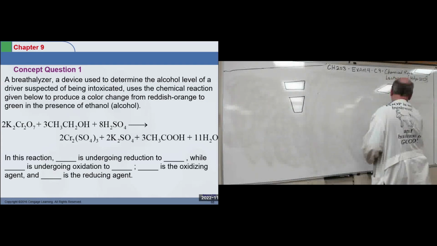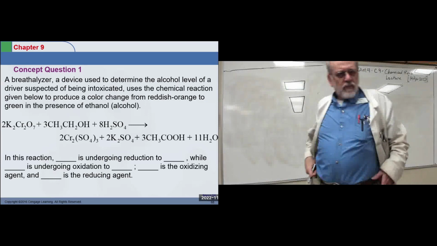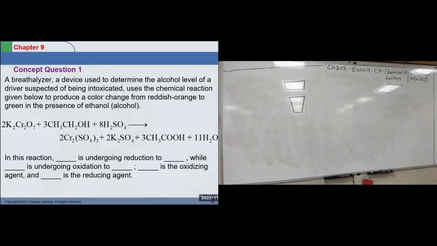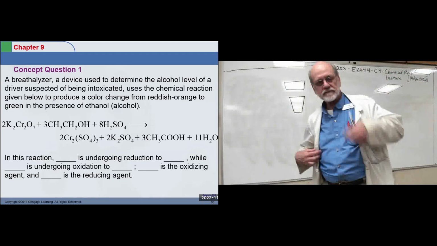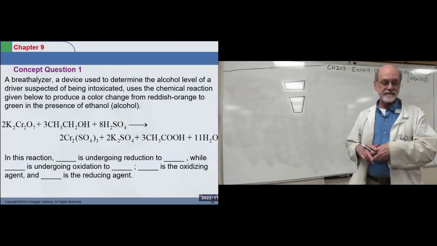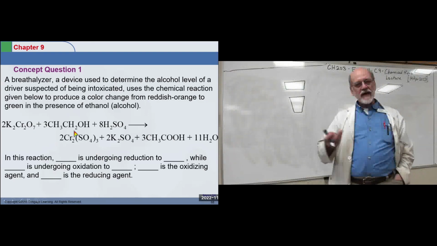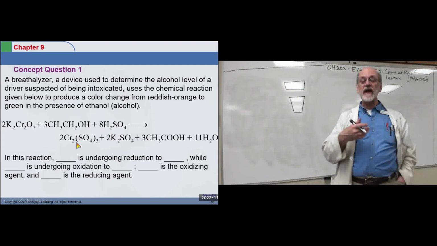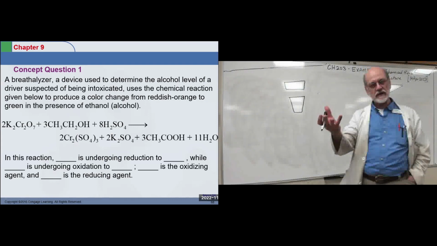All right. So let's look at concept 1. A breathalyzer. Have you ever had to breathe into a breathalyzer before? Me either. It tests you for blood alcohol. This is the reaction that occurs. So if you've got ethanol in your system, some of it will be volatilized through your lungs. That's why they use the breathalyzer. It comes out in your exhale.